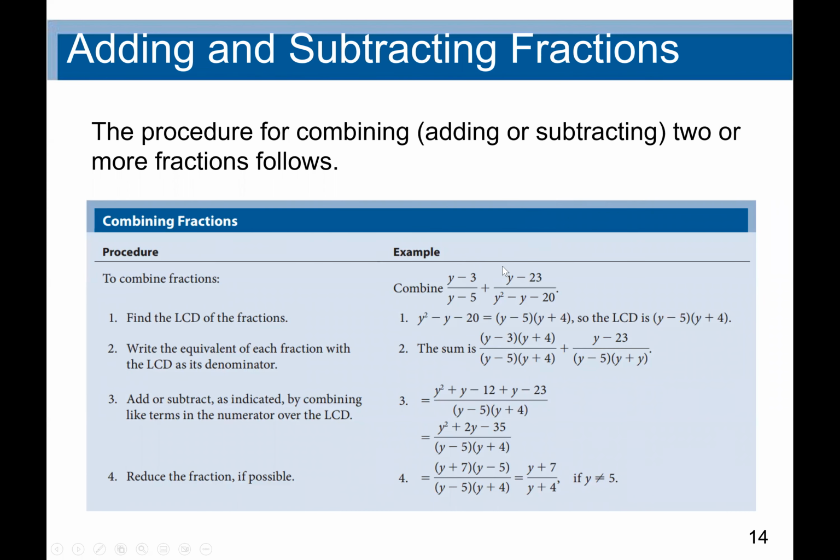So let's see an example here. We have (y minus 3) divided by (y minus 5) plus (y minus 23) divided by (y squared minus y minus 20). Here we need to find the LCD, because when we are doing multiplication or division, we don't need to find the LCD. We can change the division sign to multiplication, multiply all the numerators, multiply all the denominators and cancel.